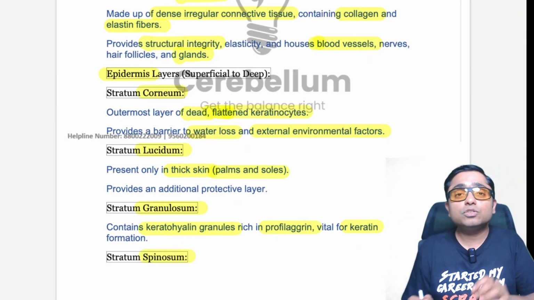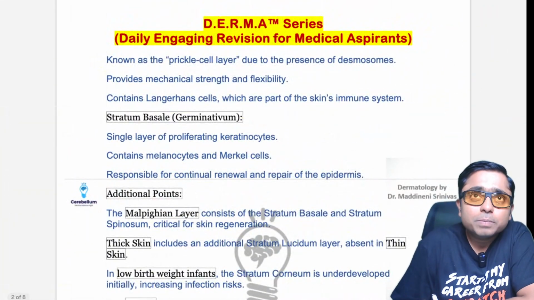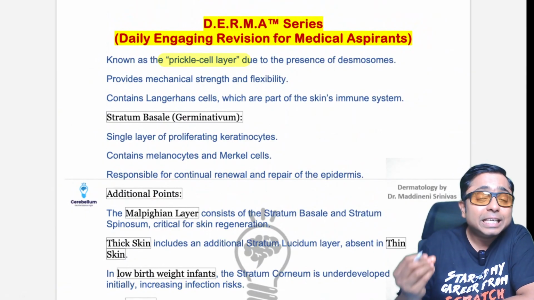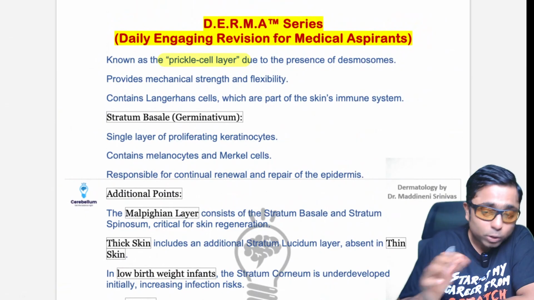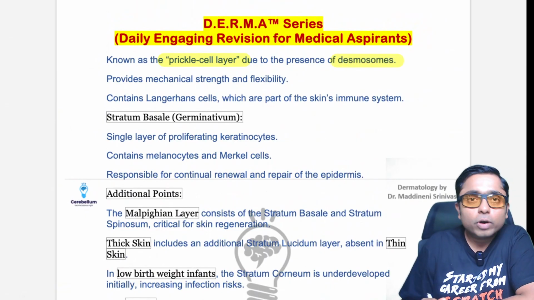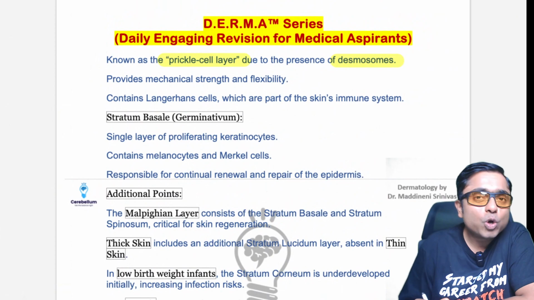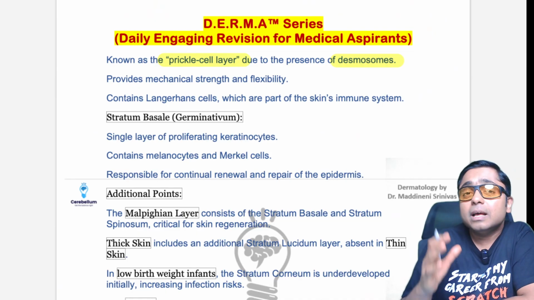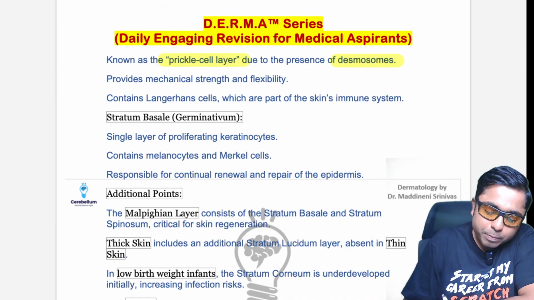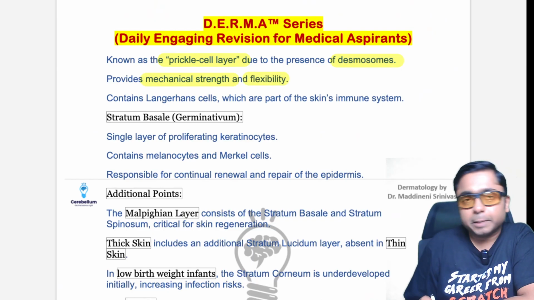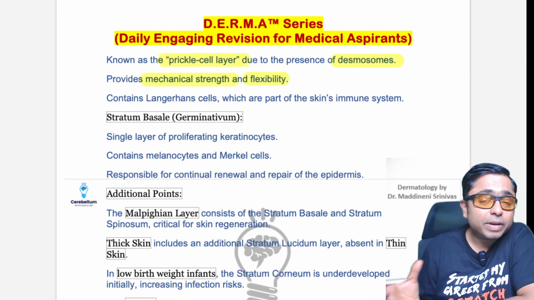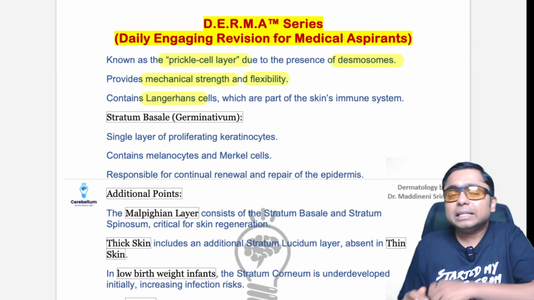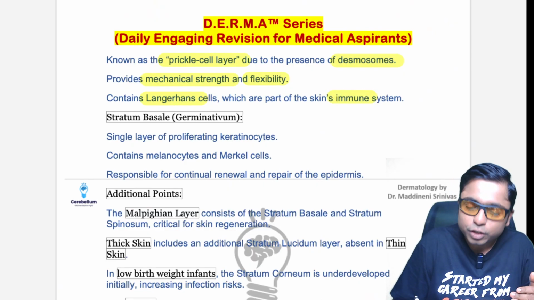Next layer which we have is stratum spinosum. Remember, stratum spinosum is also known as prickle cell layer due to the presence of the spinous processes, desmosomes. And desmosomes are very important. In the case of the vesiculobullous disorders, we are going to have antibodies against these desmosomes, if you remember, the pemphigus group of disorders. Okay. And it provides the mechanical strength and also flexibility. And remember, stratum spinosum has very important cells which are antigen presenting cells, the Langerhans cells, and they are important in the immune function of the skin.